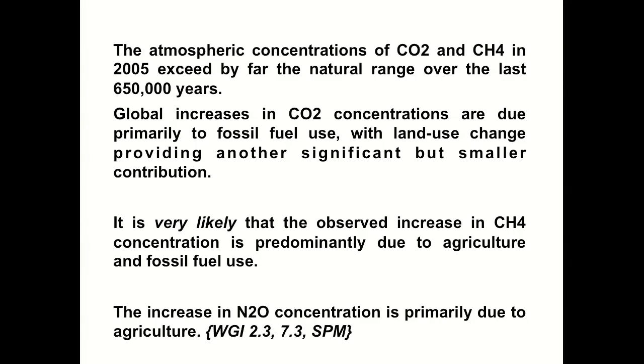So, just to recap, the atmospheric concentrations of CO2, methane and N2O far exceed the natural range over the last at least 650,000 years, probably 800,000. Increases in CO2 are due to fossil fuel usage, we'll come to that in the latter part of the course, with land use change, deforestation, etc., providing another significant smaller contribution.